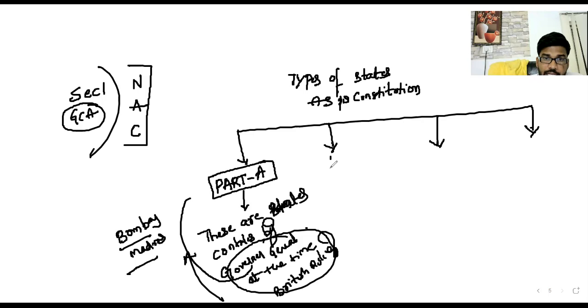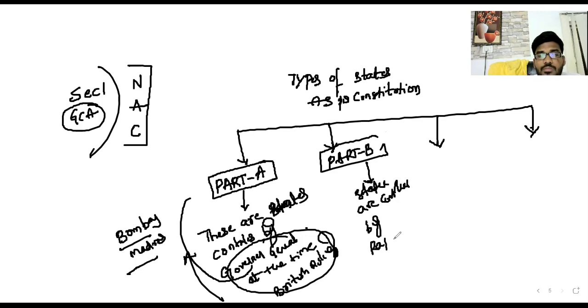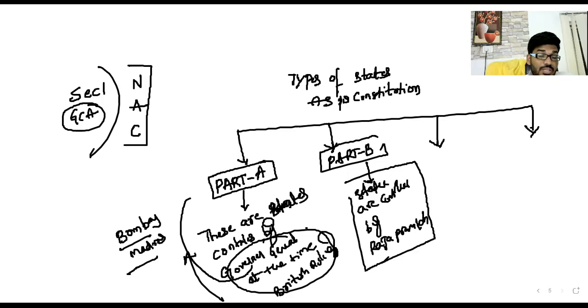Next one is Part B. What are Part B states? These are the states controlled by Raj Pramukhs, at the time before the constitution. That type of states are called Part B states. Just examples, Hyderabad and Mysore.